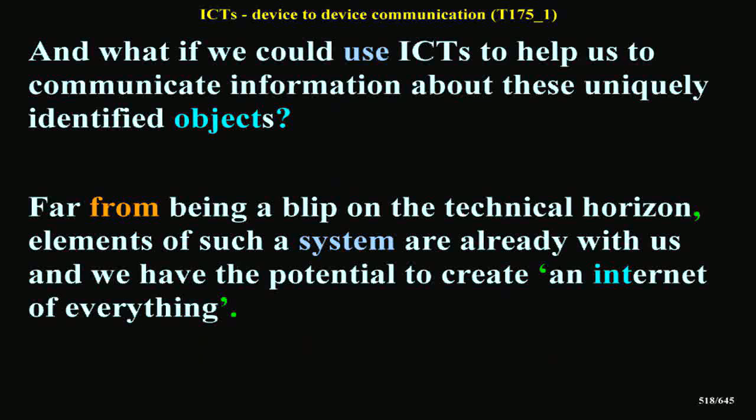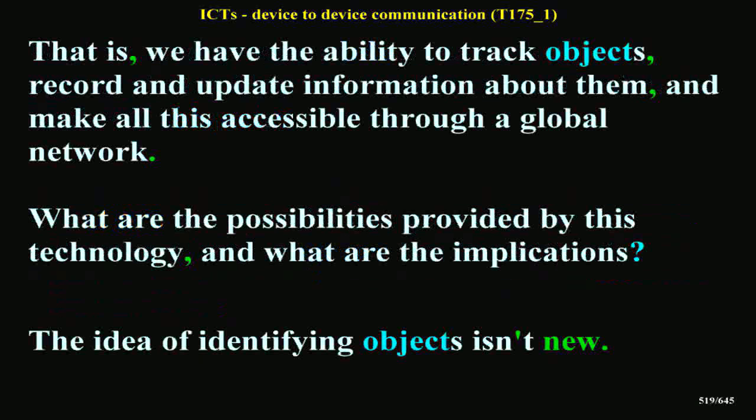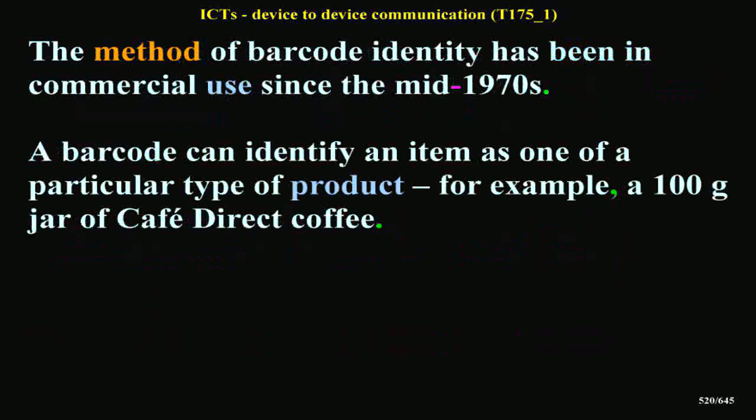Far from being a blip on the technical horizon, elements of such a system are already with us and we have the potential to create an Internet of Everything. That is, we have the ability to track objects, record and update information about them, and make all this accessible through a global network. What are the possibilities provided by this technology, and what are the implications? The idea of identifying objects isn't new. The method of barcode identity has been in commercial use since the mid-1970s.